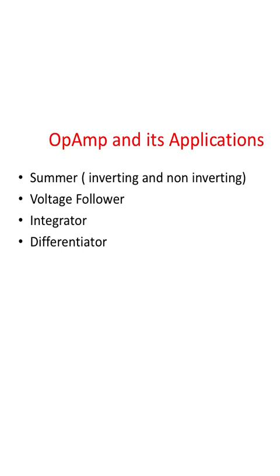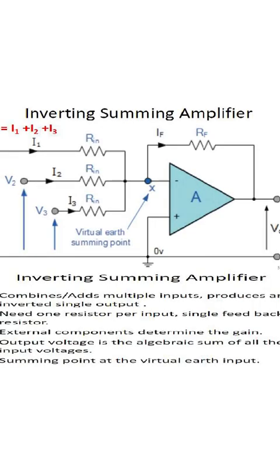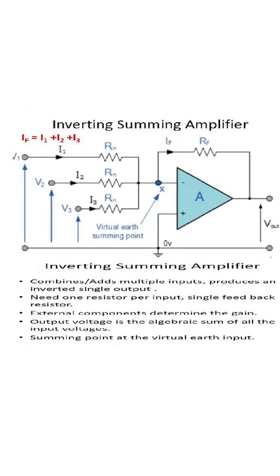OPAMP and its applications. OPAMPs are used in a summer. In the summer there are two types: inverting, non-inverting, and then voltage follower, integrator and differentiator. So, the inverting summing amplifier. You can see here the inputs we are giving are three inputs: V1, V2, V3. Resistors R1, R2, R3. RF is the feedback resistor here. You can see the ground terminal here.